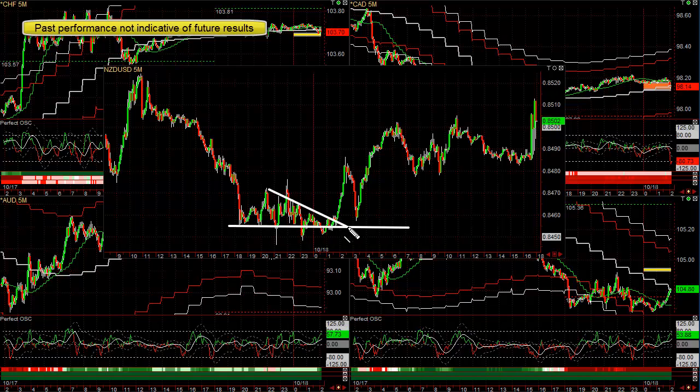You have a nice little kind of wedge pattern right here, and it exploded up. That's about a 20, 25 pip move. You buy the pullback, you made even more. And that's what happens when you trade with the trend. The dollar's super weak, the New Zealand's super strong. You had the opportunity at this time of buying it at its lows.